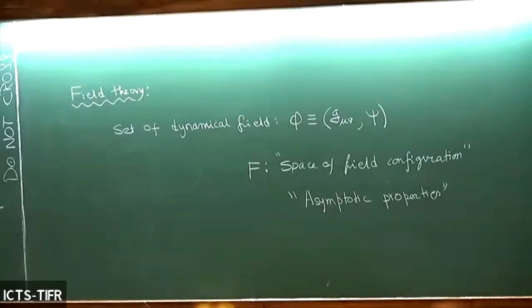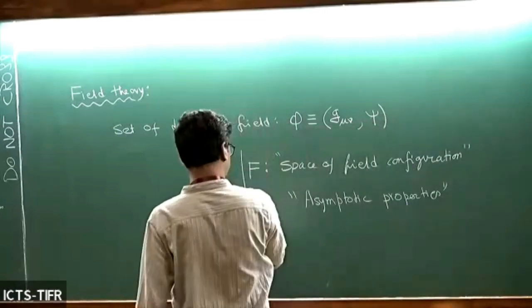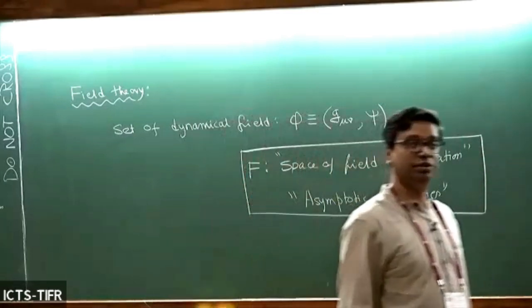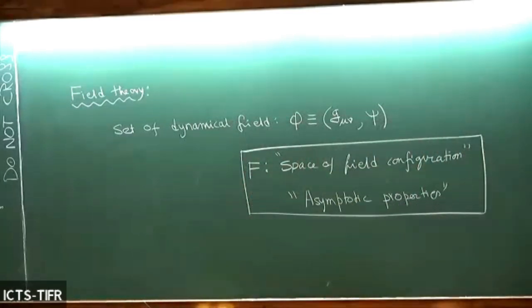Unlike the case for particle mechanics, this is something which we will work with. So when you vary a field, that variation takes place in the space of configurations. You move from one configuration to another configuration. So you assume there is a curve in the space of configurations along which you move from one configuration, say phi 1, to phi 2.